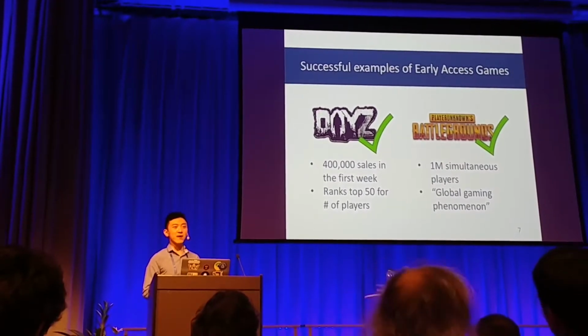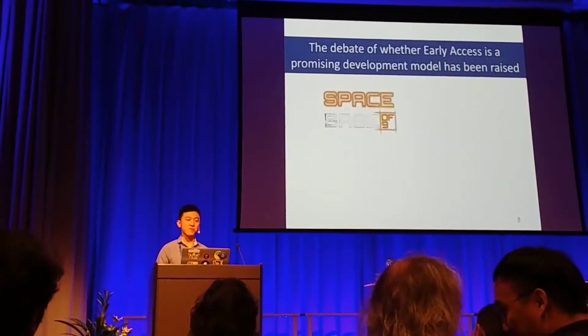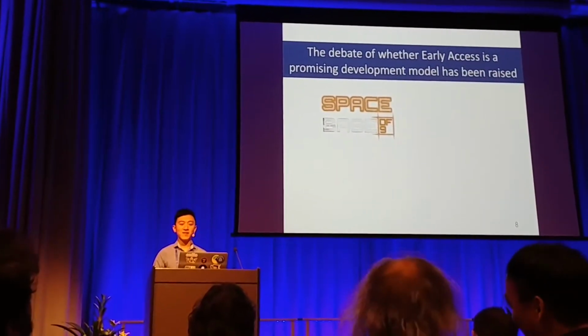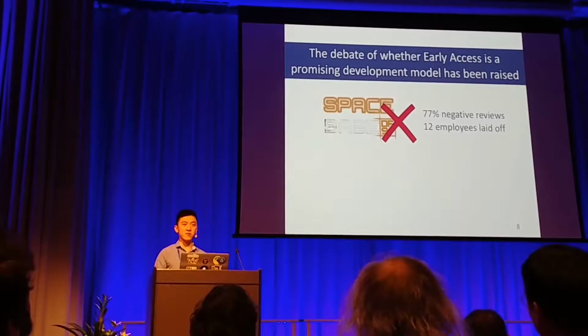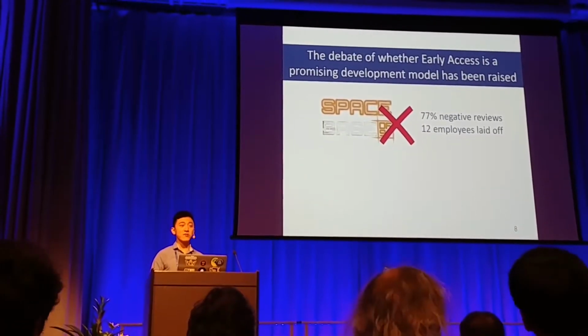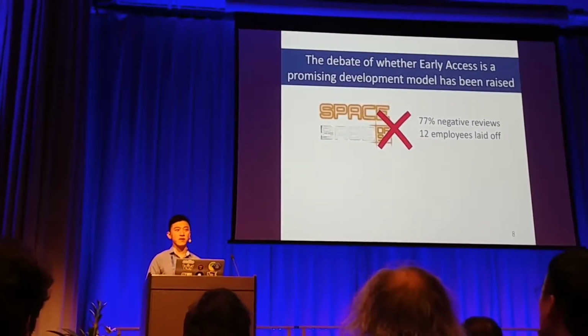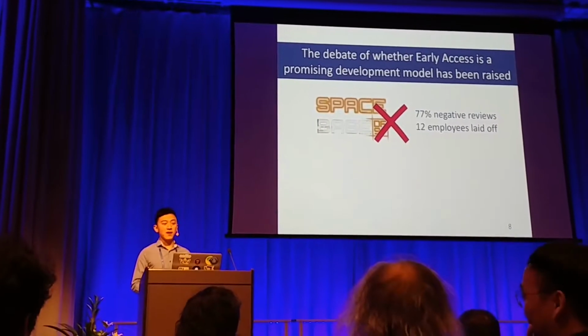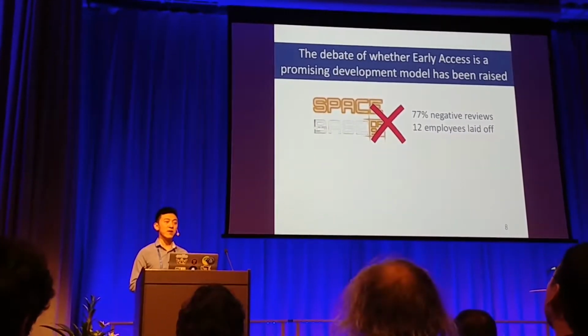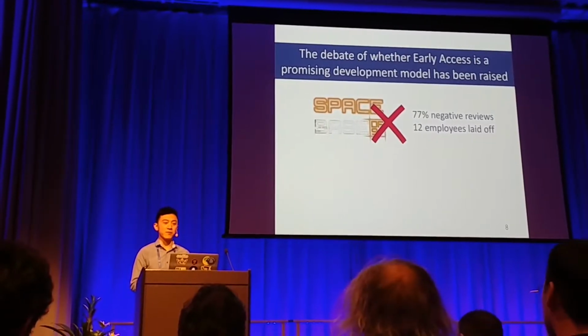However, there are always two sides to the story. There are also very famous failures of the model. For example, the game Space-Based DF9. After it was fully released on the Steam platform, it received 77% negative reviews, directly causing the studio to lay off 12 employees, including the team lead of the game. And the failure has triggered a heated debate in the gaming community about whether this model is as good as Steam described it to be.